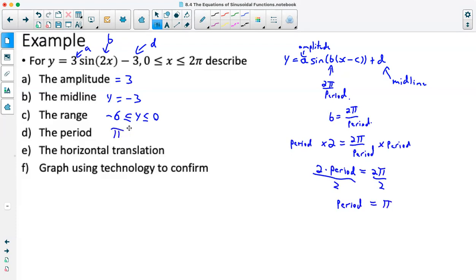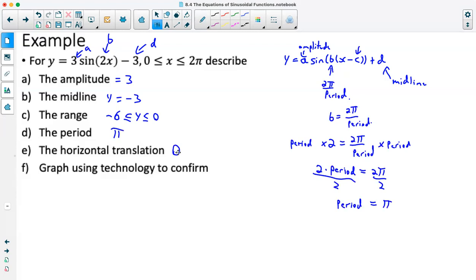So our period's pi. What this means is our normal period's 2 pi. This one's period is half of that, which is pi. So our graph should be repeating twice as often. Now, in this case, horizontal translation would be our C value, but we don't have a C value. So our horizontal translation will be 0.